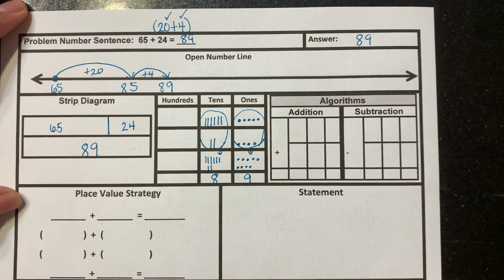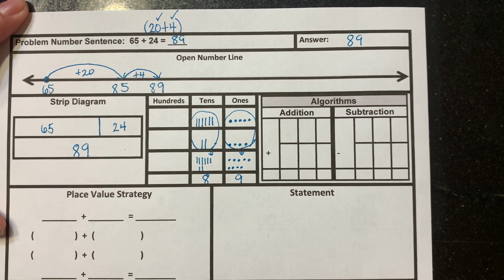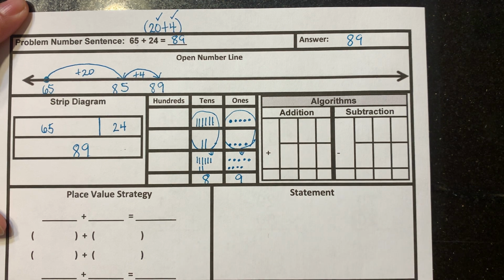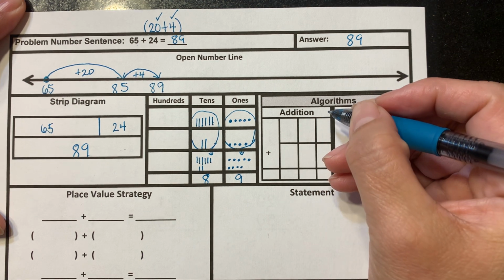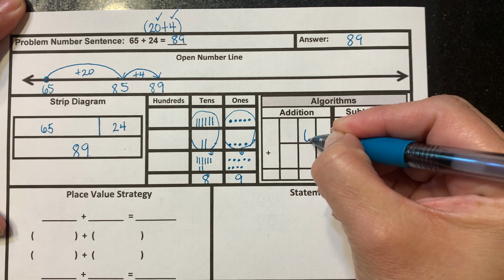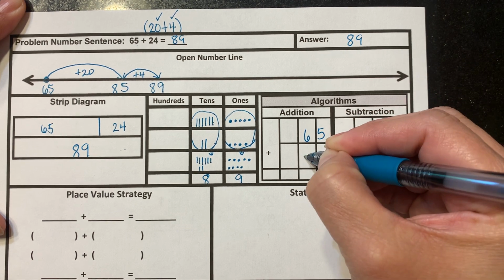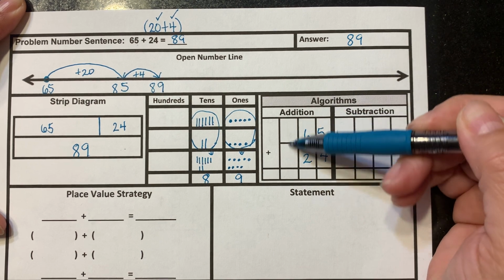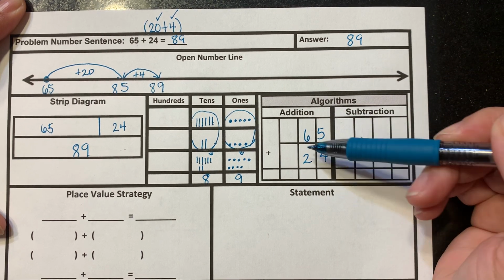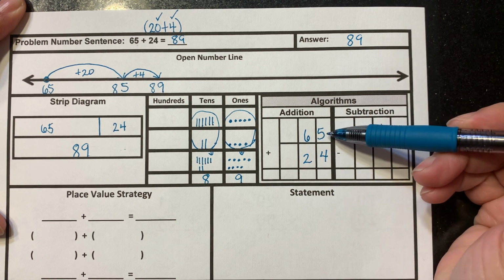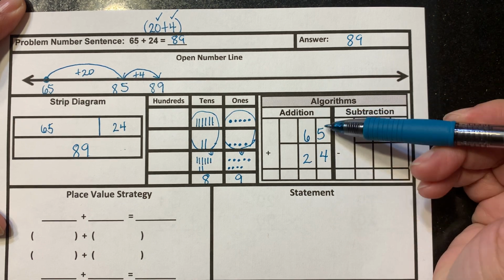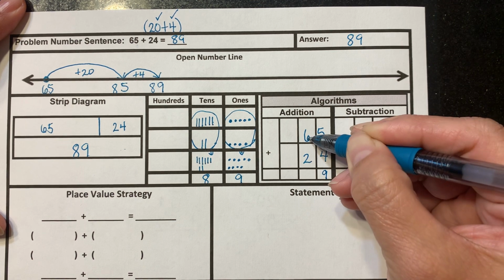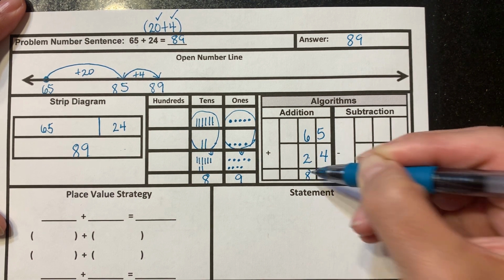Now I'm ready to do the algorithm right over here. Now the algorithm is very much like this one, but now you're going to use this to help you keep all your numbers in order. So I'm going to do 65 and 24 and write them in there. I do not write them over here because these are numbers with 2 digits. They're not 3-digit numbers. So make sure that you write it in the first 2 because those are the 10s and the 1s. 5 plus 4 equals 9. And 6 plus 2 equals 8.